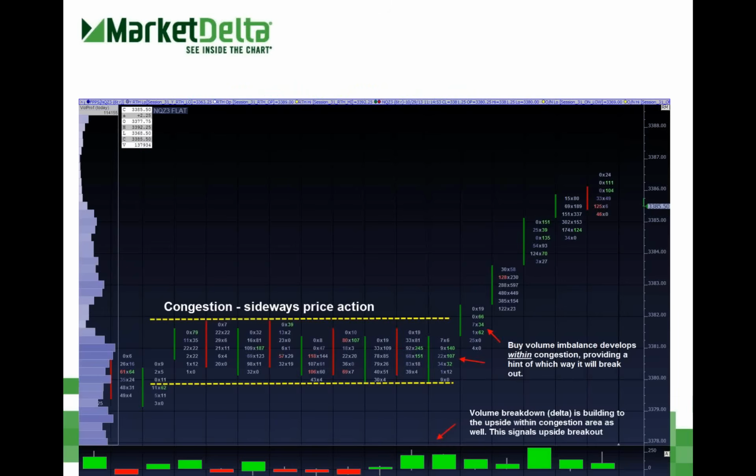All right. Okay, so here's our first example of the sideways market. I just drew some yellow lines to show us on the chart this congestion, or sideways.